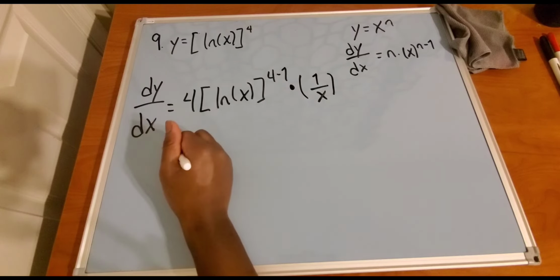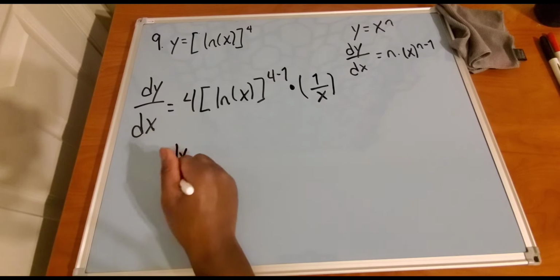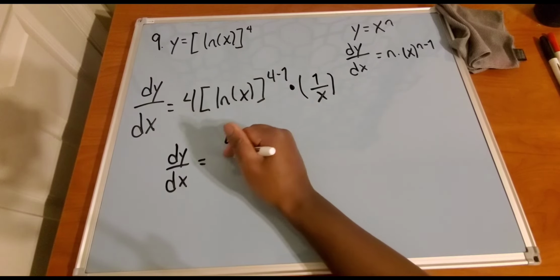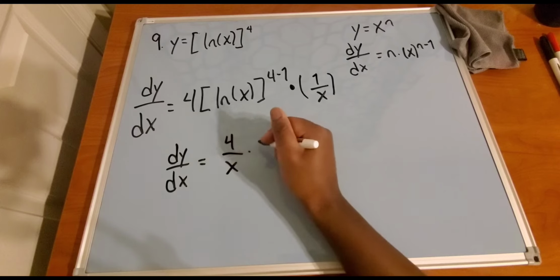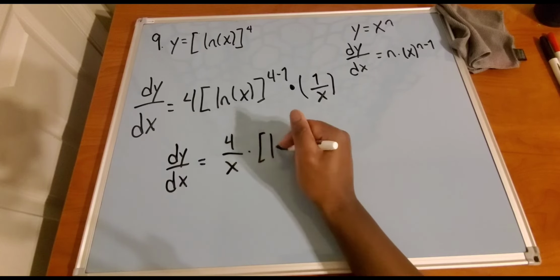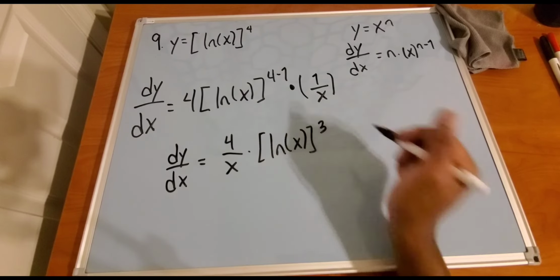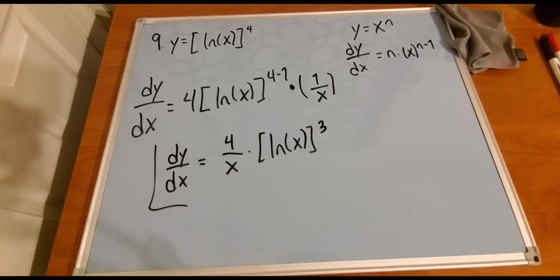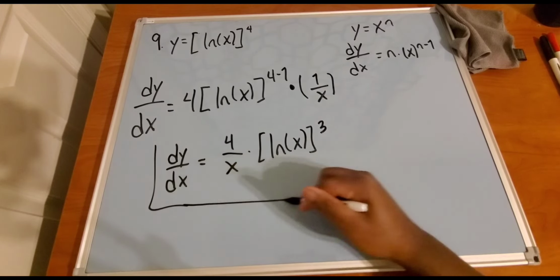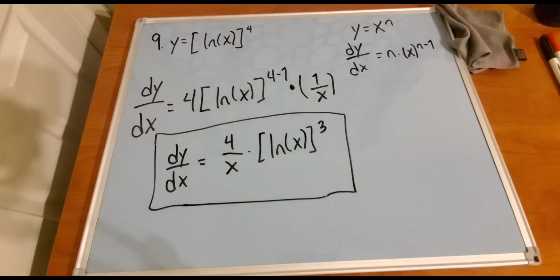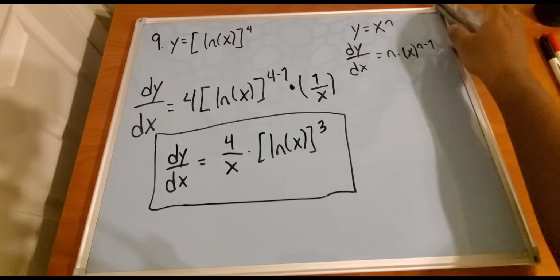So we can go ahead and simplify this. dy/dx is equal to 4 over x times the natural log of x, and all of that is cubed. And that is our answer for question number 9. Very closely related to the actual power rule.